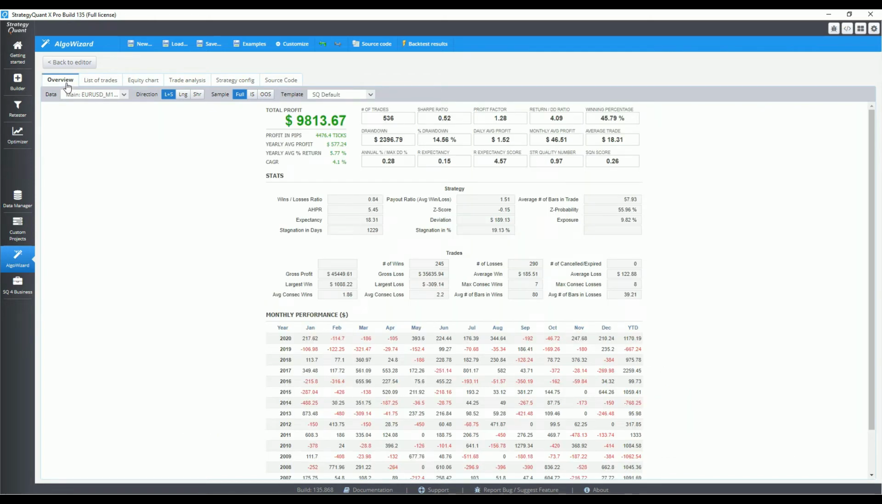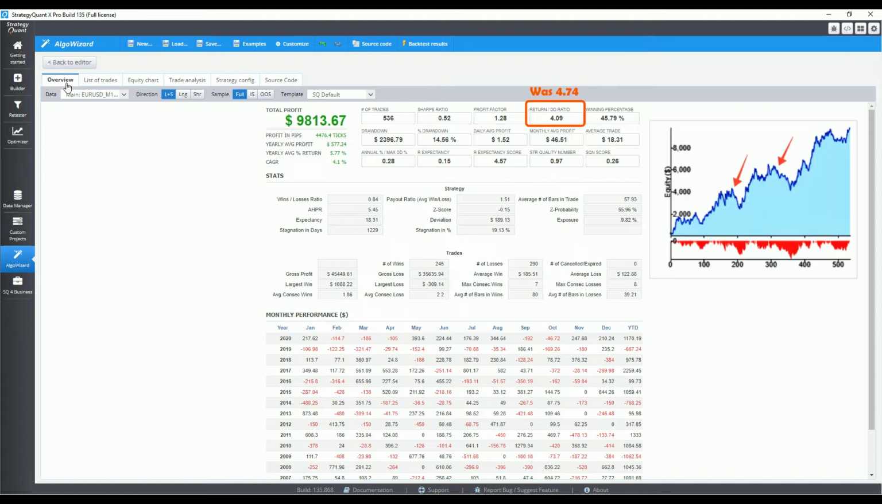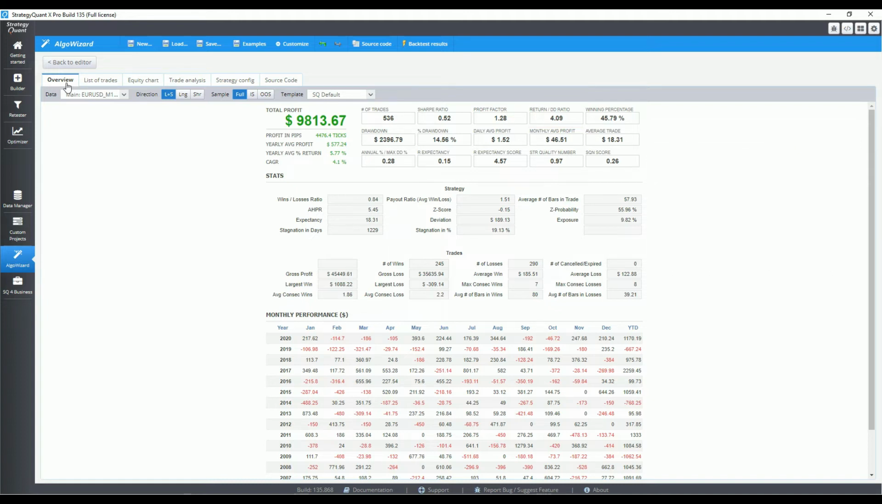Both net profit and drawdown have increased, but notice that the return over drawdown ratio has decreased from 4.74 to 4.09. This is because the strategy's biggest losing streaks occurred after the lot sizes had increased significantly, resulting in larger gross losses. If these had instead occurred at the start of the backtest, the return over drawdown would have increased.